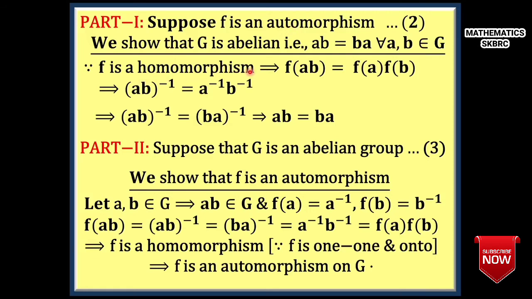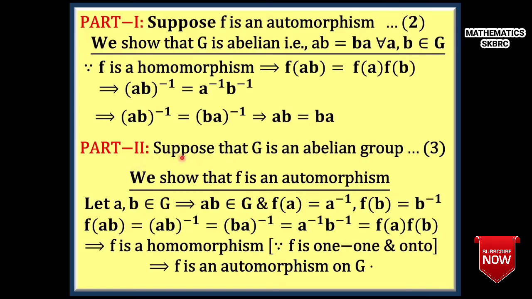Since f is a homomorphism, by definition, we get f of AB is equal to f of A into f of B for all A, B belongs to G. Since A belongs to G, f of A is A inverse, B belongs to G, f of B is B inverse, using 1-1. That gives (AB) whole inverse is equal to A inverse into B inverse. That gives (AB) whole inverse is equal to (BA) whole inverse. Since A inverse into B inverse is equal to (BA) whole inverse, taking both sides whole inverse, we get AB is equal to BA, that is, G is an abelian group.